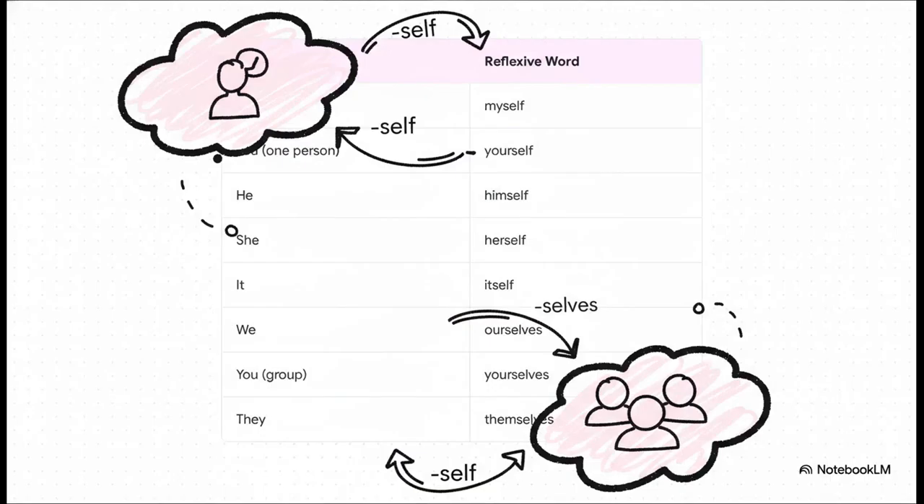So here they are. Let's just walk through this list together. You'll see there's a really simple pattern. For a single person, you just stick self on the end, so I becomes myself, you becomes yourself, he becomes himself, she becomes herself, and it becomes itself. Simple, right? Then, when we're talking about a group of people, we just change that ending to selves. So we becomes ourselves, you, as in a group of you, becomes yourselves, and they becomes themselves. See? Once you spot that pattern, it's actually pretty easy to remember.